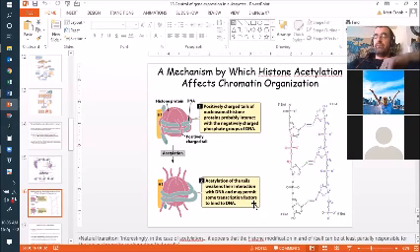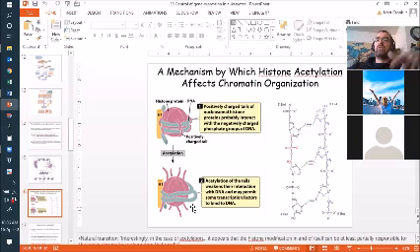Oh, okay. And obviously there are multiple tails, 8 tails per octamer. And each one of those has multiple lysine residues. I think they're typically lysines from memory. And so it depends on which one of those is acetylated, how many of them are acetylated. It's not an on or off deal. It's, again, a dial.